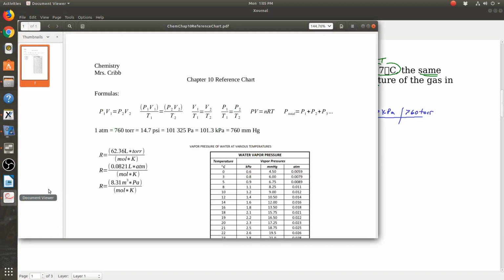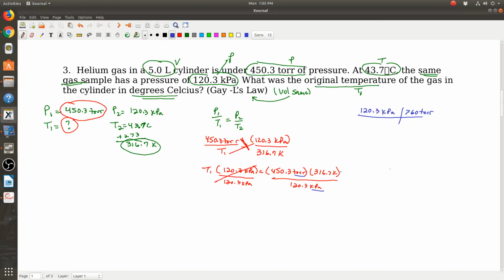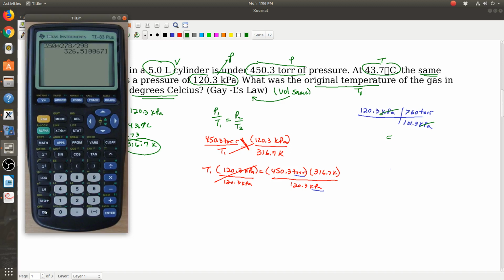So there's 760 torr and some number of kilopascals. So I go back to my reference sheet. Here's the relationship. 760 torr equals 101.3 kilopascals. So there's the relationship I'm using right there. So 101.3 kilopascals. Cancel the units, kilopascals and kilopascals. And when I multiply those, I'm going to double check this math just to be sure. Let's pull up the calculator. 120.3 times 760 divided by 101.3, 902.546. Okay, good.